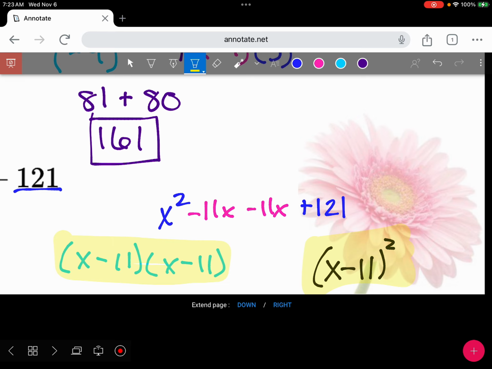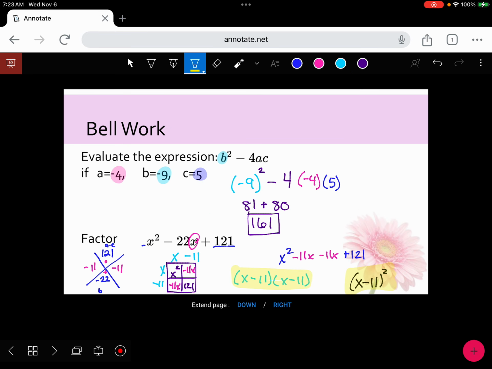Okay, questions on either one of those? Because our factoring is going to come up again today. We're going to use all that factoring we did yesterday, but then we're going to start solving. So we're not going to need to graph it to find our solutions, our roots, our intercepts. We're going to do these algebraically now.